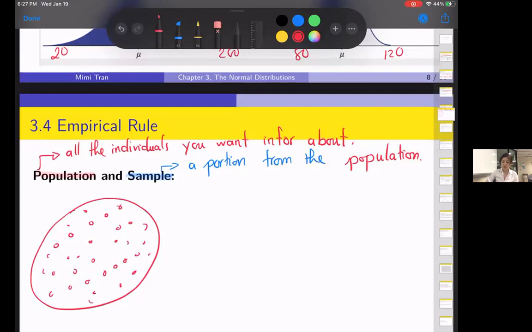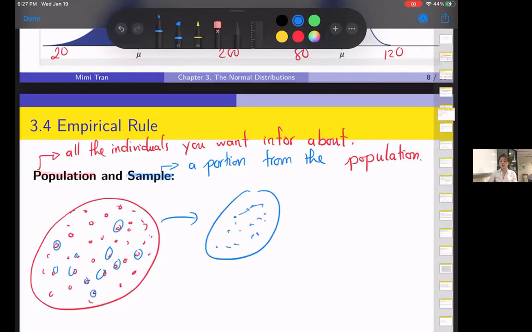So all of these people here, you in there, Sean, Bailey, Megan, Nirmal, you guys are all in there. What I can do is randomly pick, say, 30 individuals from that red pool. Now I have a little sample pool, and I can work on this sample to make inference about the population.